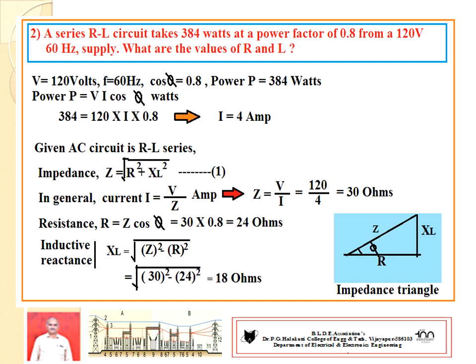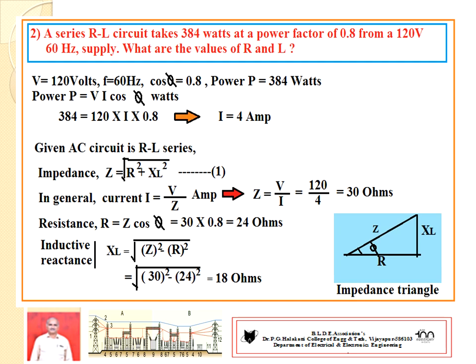So problem number 2. A series RL circuit takes 384 watts at a power factor of 0.8 from a 120 volts 50 Hz supply. What are the values of R and L? Given AC circuit is RL, then we should know the impedance Z equal to square root of R square plus XL square. Now you write down the given data.